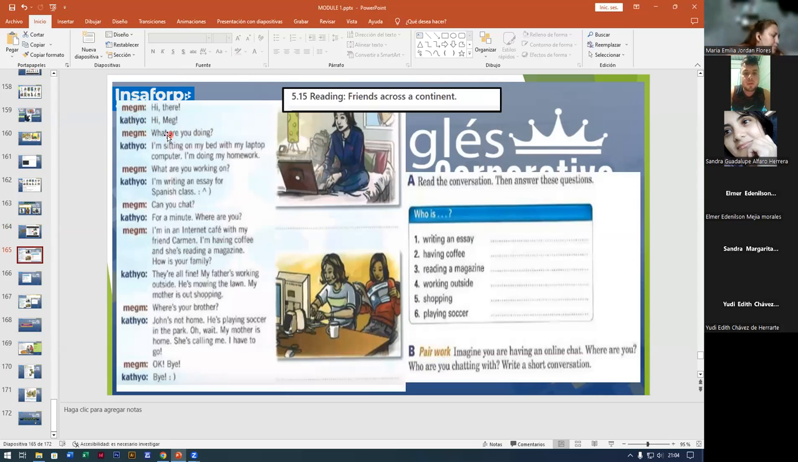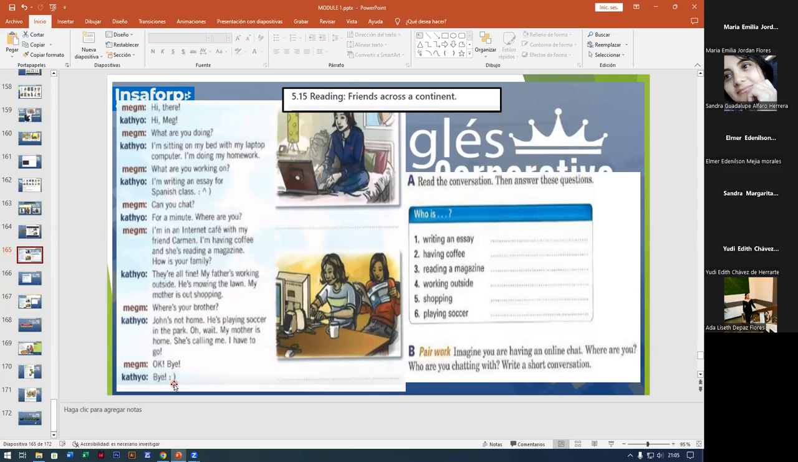Hi there. Hi, Meg. What are you doing? I'm sitting on my bed with my laptop computer. I'm doing my homework. What are you working on? I'm writing an essay for Spanish class. Can you chat? For a minute. Where are you? I'm in an internet cafe with my friend Carmen. I'm having coffee and she's reading a magazine. How is your family? They're all fine. My father's working outside. He's mowing the lawn. My mother is out shopping. Where's your brother? John's not home. He's playing soccer in the park. Oh, wait. My mother is home. She's calling me. I have to go. Okay, bye. Bye.